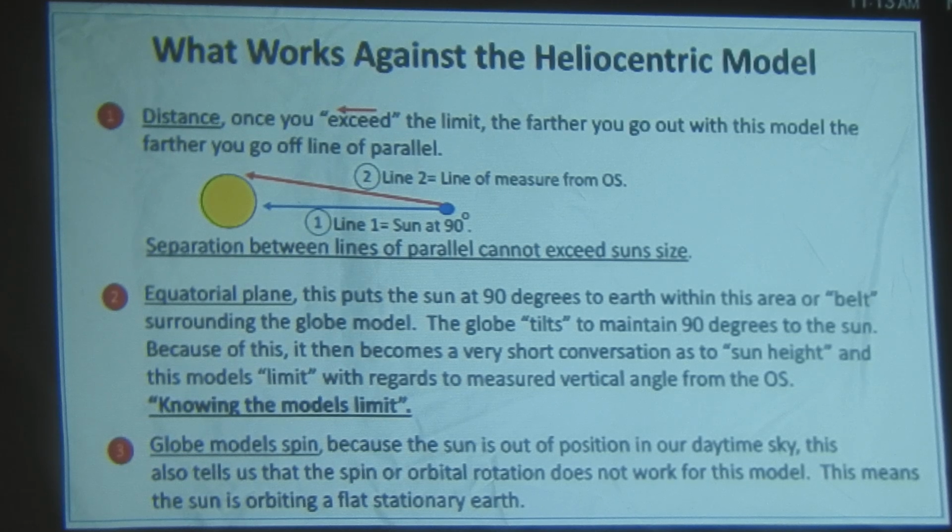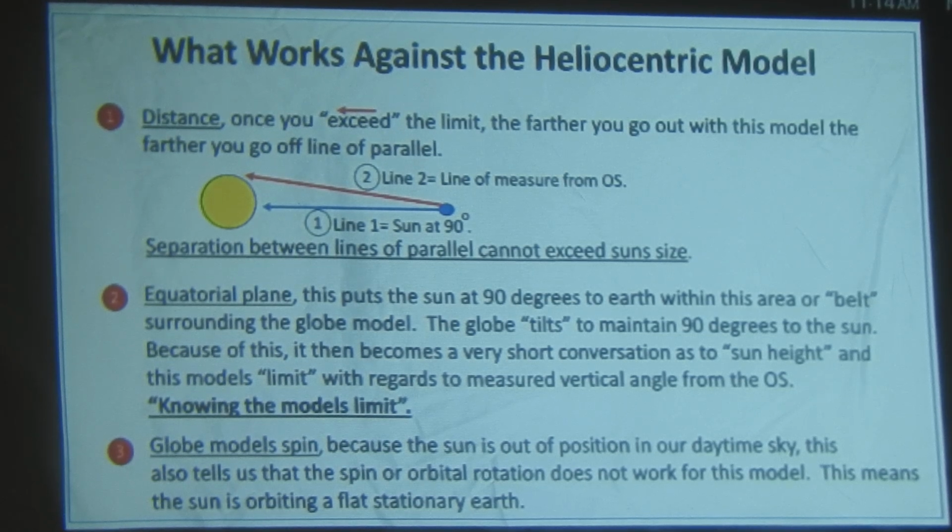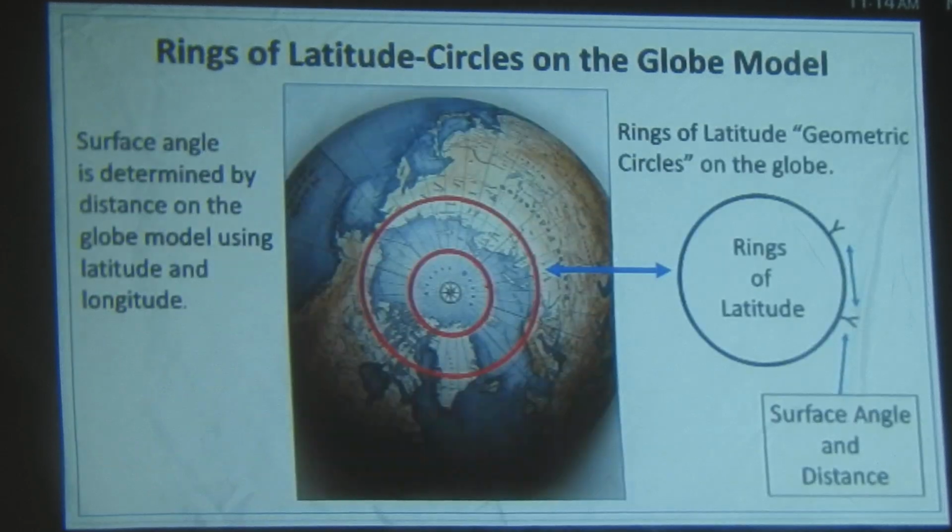The globe model spin fails because the sun is out of position in our daytime sky. Timing is associated with spin. This also tells us that the orbital rotation for this model doesn't work. This means the sun is orbiting over a stationary flat Earth. Again, these are all the things that work against the heliocentric model. Stuff that they need that model to work actually works against it.